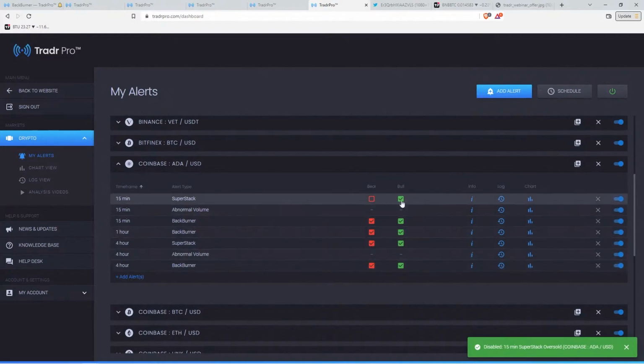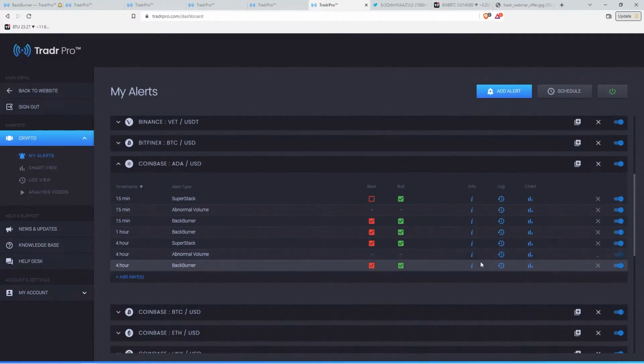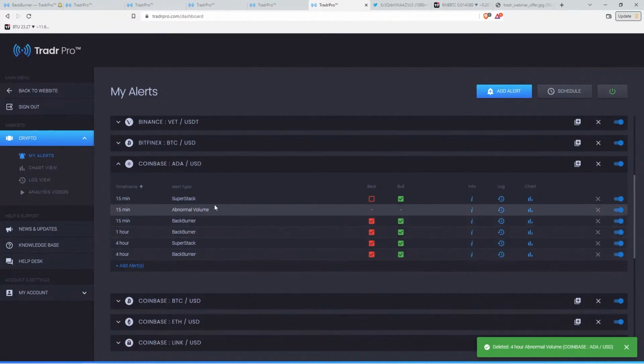I'm looking for help taking profit. And I don't care about abnormal volume on the 4-hour, because that's going to be a very late signal. I want to know about the abnormal volume on the 15-minute. So I'm going to get rid of that. So you can just move in here and narrow it down.